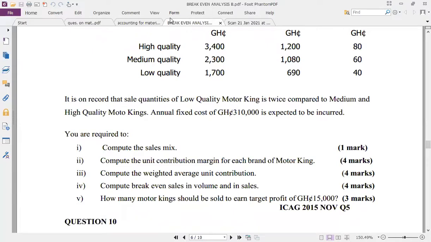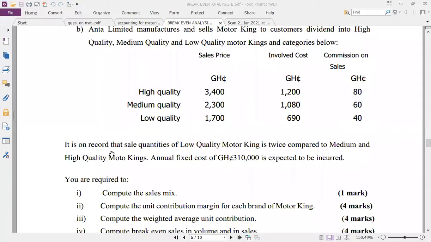Okay, so put some few points together for me. If you're watching too, kindly pause the video before you continue. In this particular question, it is the arrangement. They are saying that it's on record that the sales quantity of low quality motorcane is 2 times compared to the medium and the high quality motorcane. So if the medium is, let's say, 2, the low is 2 times, making 4. If the medium is 3, the low is 6, 2 times.